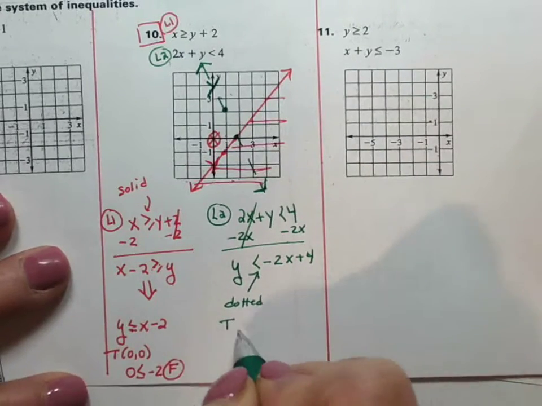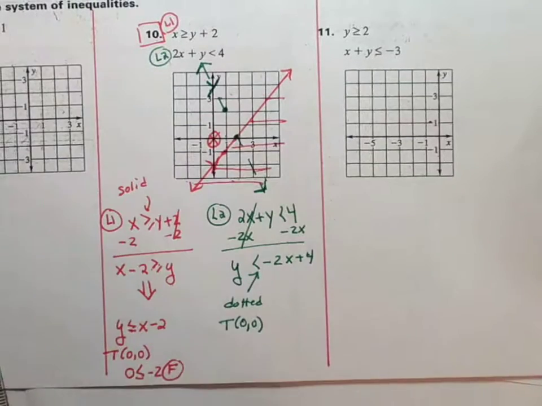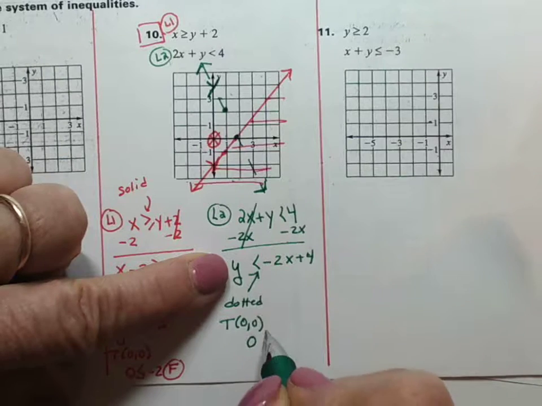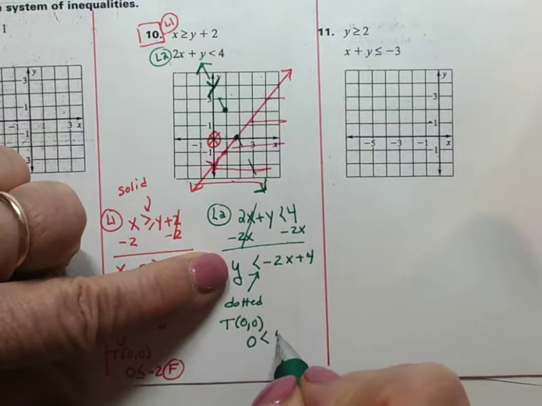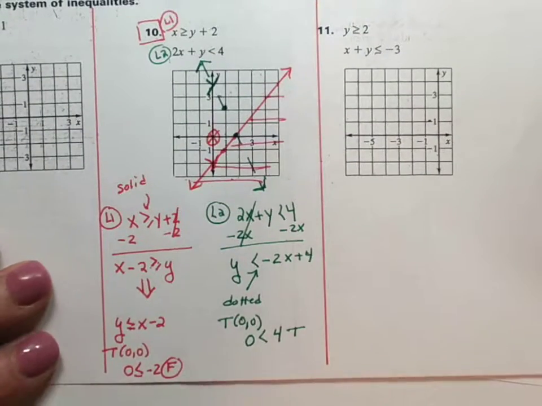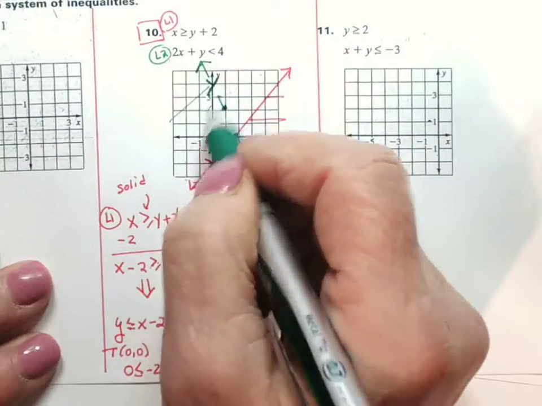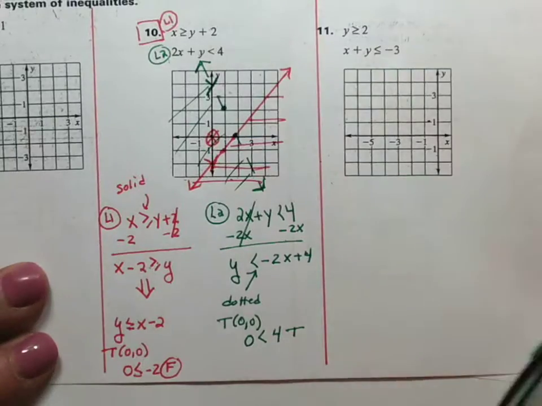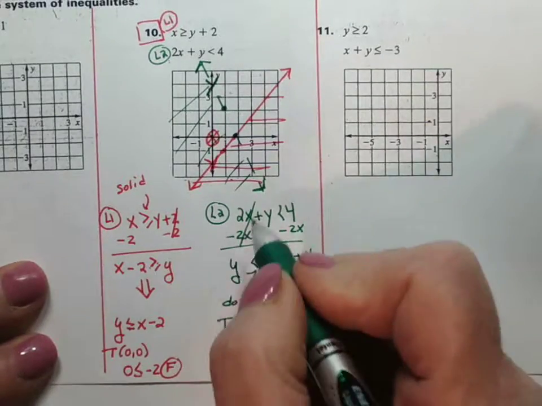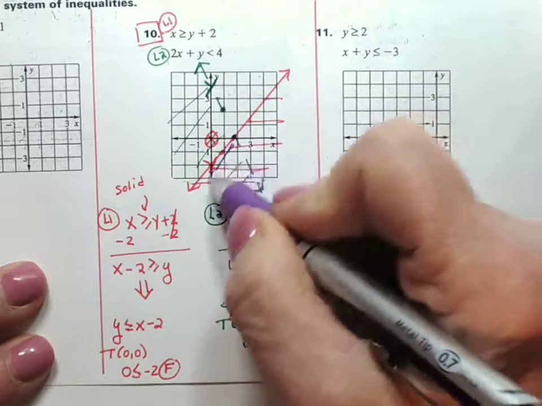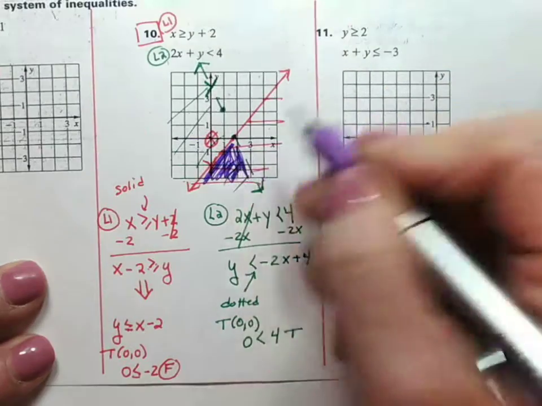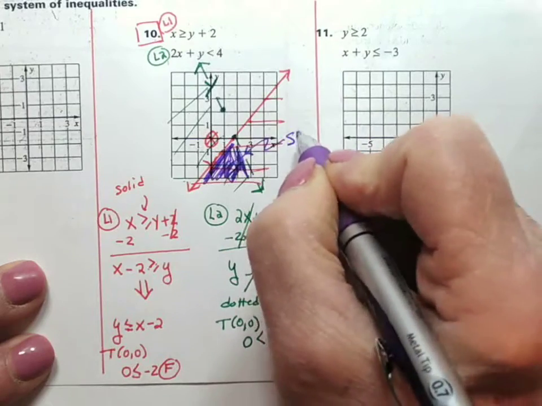And now I want you to show the work for testing the point. And 0, 0 is always the easiest point to test. So 0 is less than, that's going to be 0, 4, which is true. So that means that this side is shaded. So our solution region is this area where it intersects, and clearly label that that is the solution region.